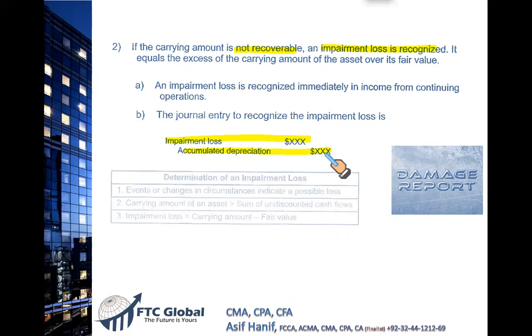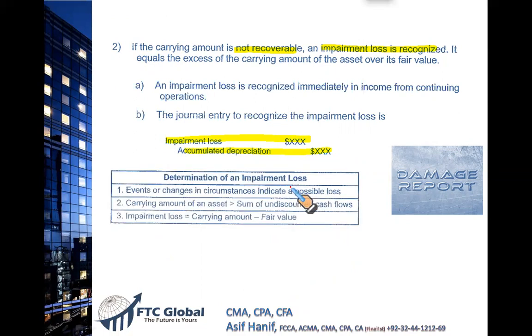So let us do this with the help of this table. Events or changes in circumstances indicate that there's a possible loss. The asset is damaged, or the asset produces certain units and those units do not have any market value. The market has fallen, which means there is an impairment. So from the first step, you take the carrying amount, which we assume to be $100,000. The sum of undiscounted future cash flows is $80,000. The first step says that there is an impairment.